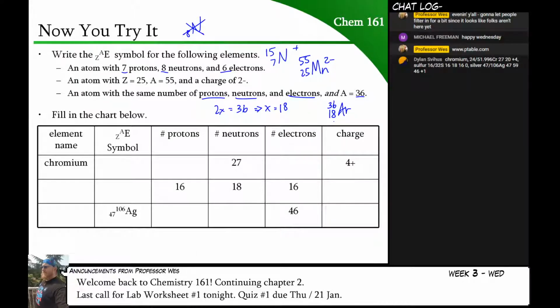For doing the tables like this, I find it easiest to do the isotopic notation symbol last if I can. So how many protons does chromium have? If you look on the periodic table, it's got 24. 24 protons and a charge of +4 means there are 4 fewer electrons than there are protons. And now we can do the isotopic notation symbol. So chromium, 4 plus, protons 24, neutrons is 24 plus 27, or 51.